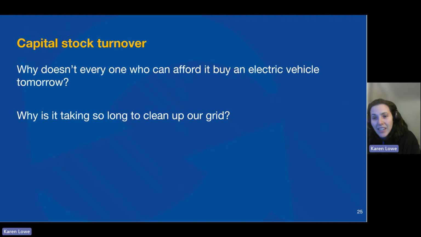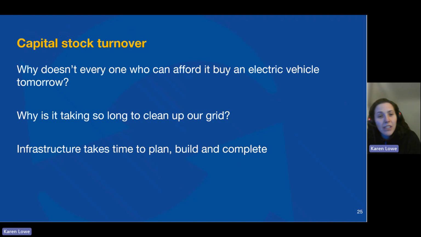Same thing with our grid. We have infrastructure maybe that was built not very long ago, and we have to wait until it's not able to be used anymore. That's just the reality of the situation. Infrastructure takes a really long time to plan, to build, and to complete.